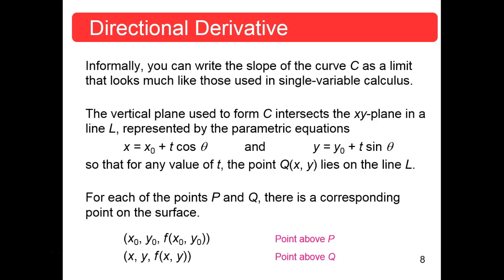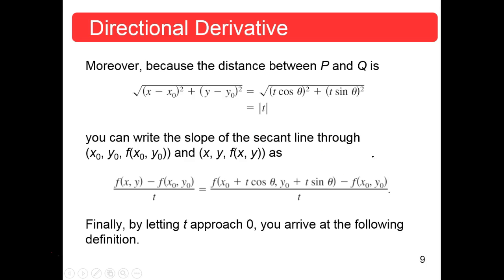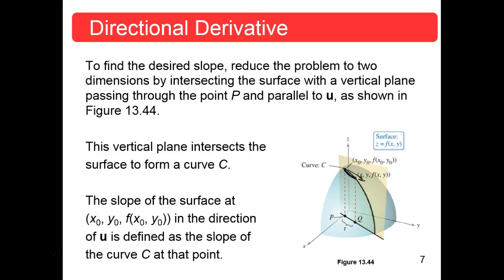If you go back here, this is where they define that x and that y, and that's the definition for it, x and y there. So your f(x, y) is f of x0 plus t cosine theta, and there's the y value, y0 plus t sine theta, minus f(x0, y0), divided by t. Finally, by letting t approach 0, what are you meaning there? That P and Q are coming closer and closer together, basically Q moving toward P, so t is becoming 0.